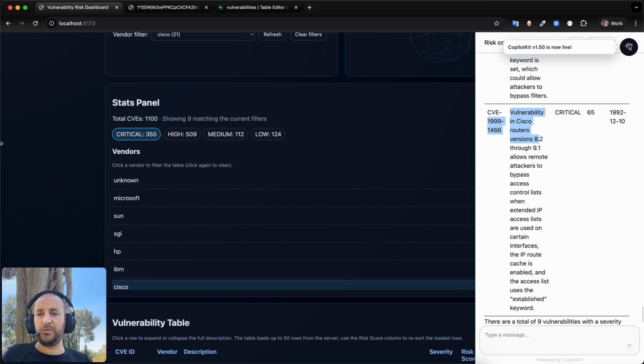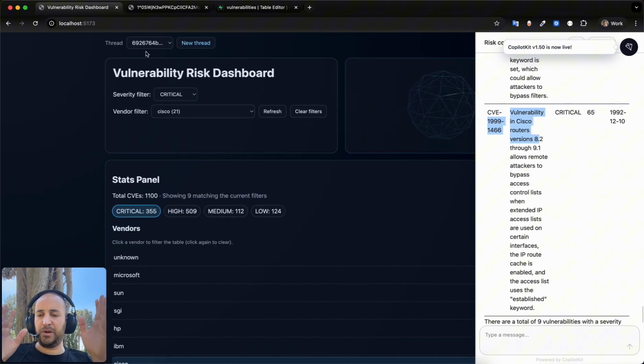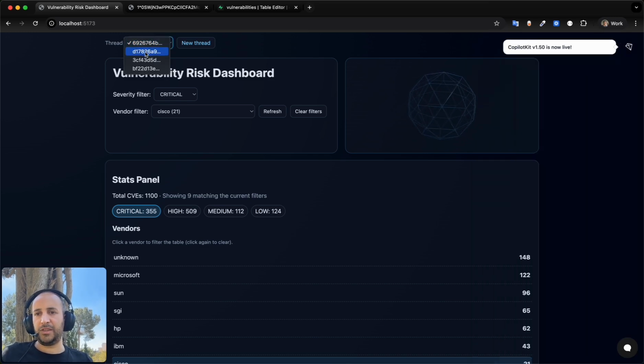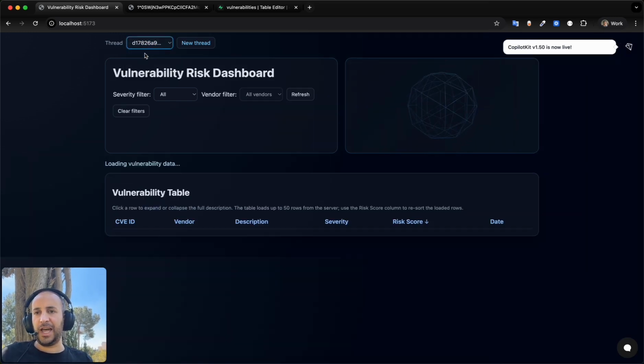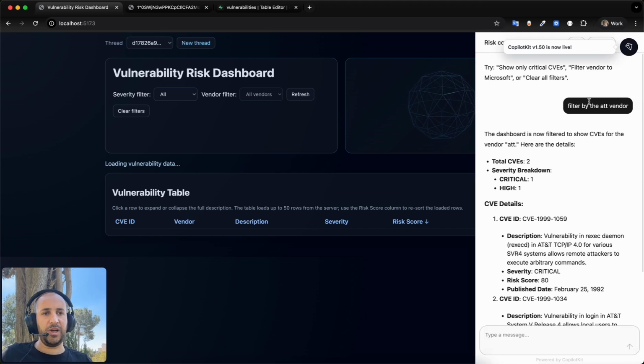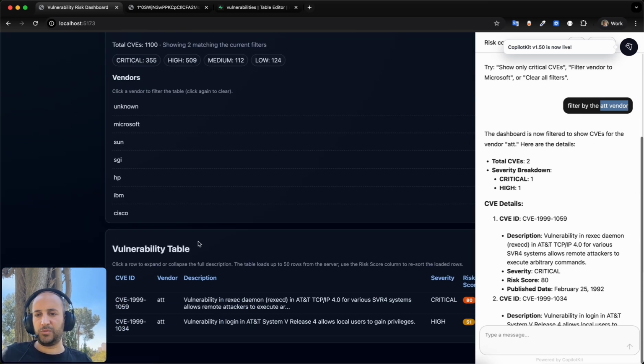So within each session, we get both a visual UX and a chat experience. If I go back into the other one, then I'm going to see the IBM investigation that I was just looking at a moment ago, as well as the AT&T investigation, and also the AT&T UX will also appear here.